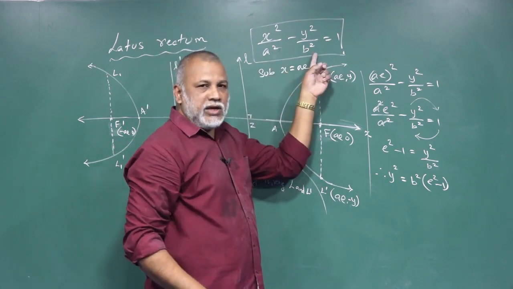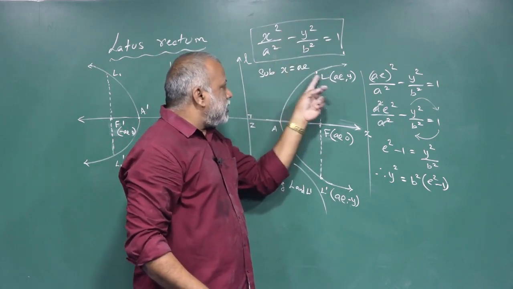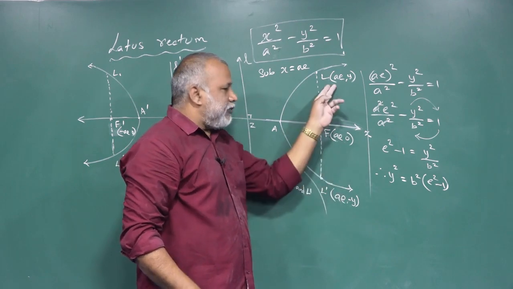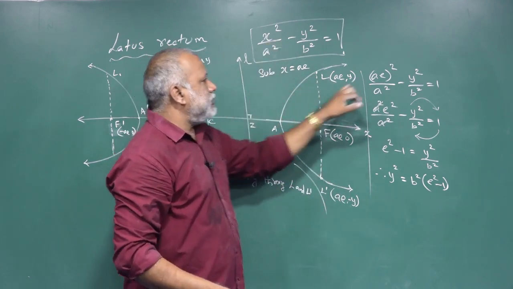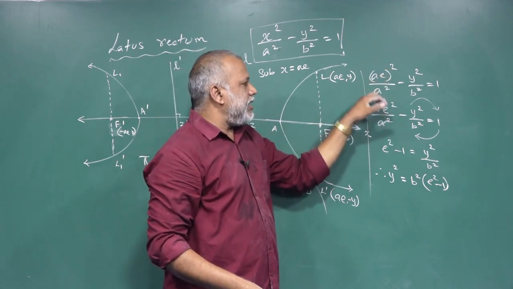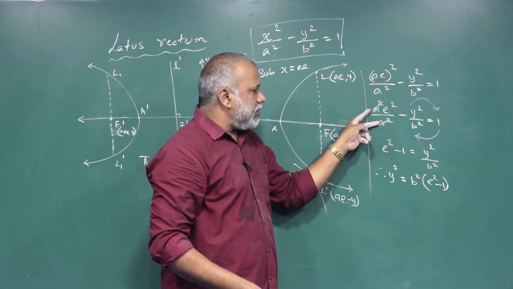This is the standard equation of the hyperbola. This hyperbola passes through the point L and L dash. Therefore, we can say x equals ae. Substitute in this equation. This becomes (ae) the whole squared. Therefore, I can say a squared e squared divided by a squared. The a squared will be removed.